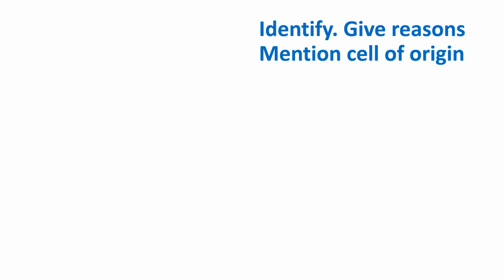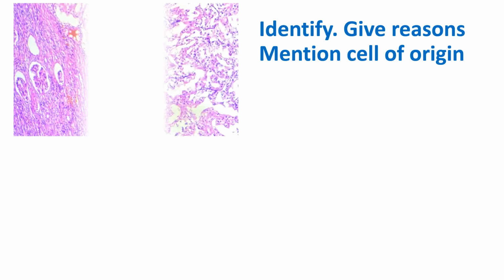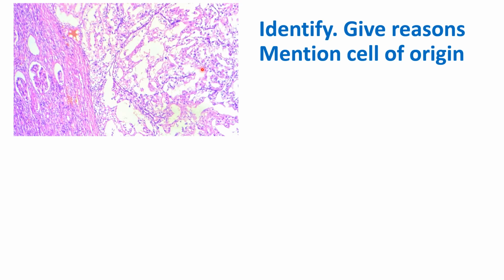Identify, give reason, and mention cell of origin. Now, this is the low power view, and you can identify the tissue or organ very easily because on the left side you can see the glomeruli. So, this is the kidney and this is the tumor. Now, tumor on the low power also you can identify as the papillary structures, some tubular structures, and interlacing trabecular pattern.